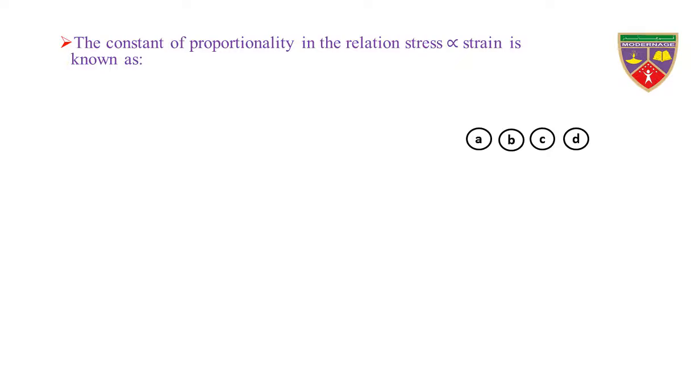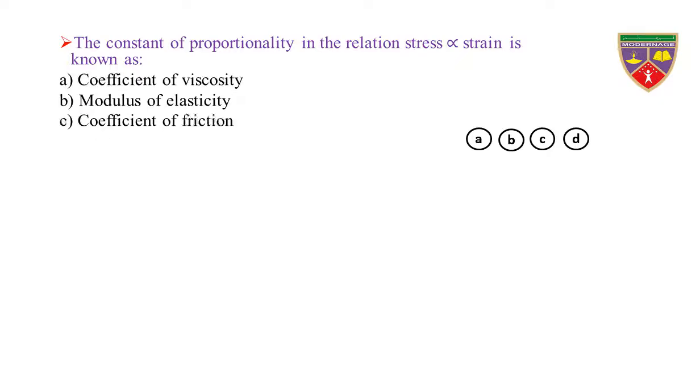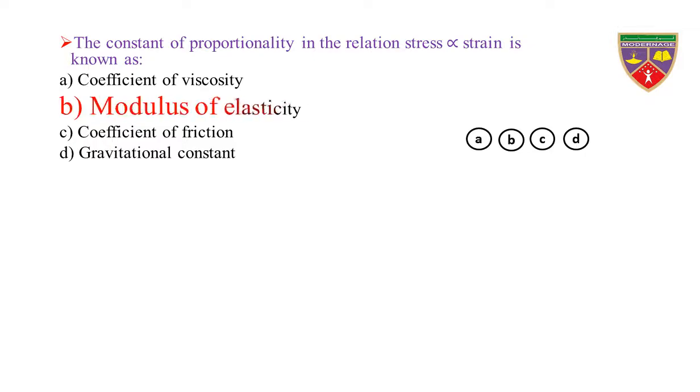The constant of proportionality in the relation stress proportional to strain is known as: option A, coefficient of viscosity; option B, modulus of elasticity; option C, coefficient of friction; option D, gravitational constant. The key is modulus of elasticity, therefore the correct option is B.